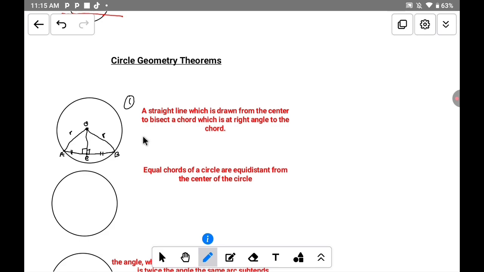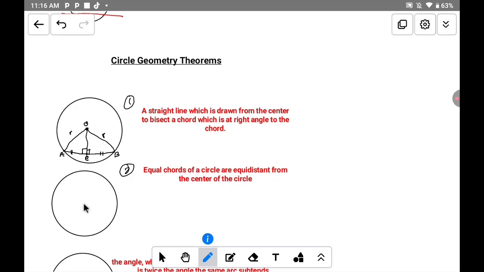When you have to identify which theorem a question belongs to, I will explain when we move to the examples. So let's move to theorem 2. Theorem 2 says that equal chords of a circle are equidistant from the center of the circle.